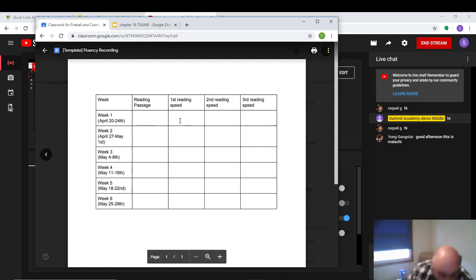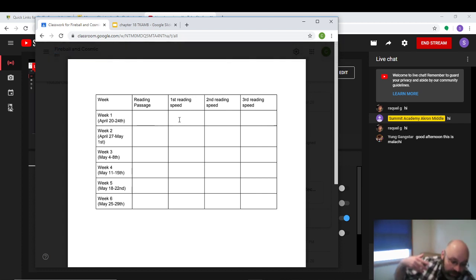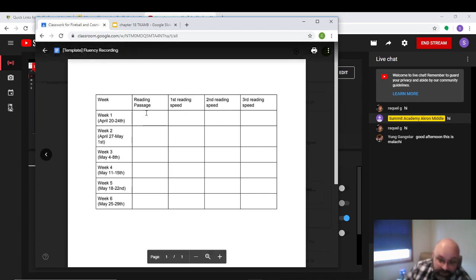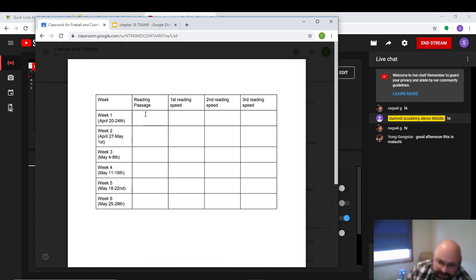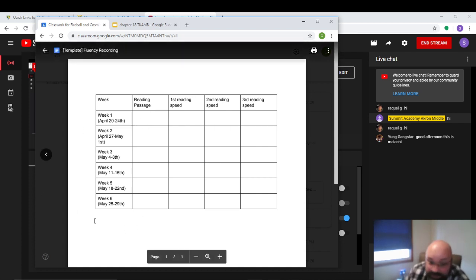The first time you read it, the very first time you've looked at it, you're going to read out loud and time that. Then you're going to listen to the story and then read it again, time it, and then wait a couple of days and then read it again and time it. And there's 6 weeks left of class. You're going to end up doing 6 stories.